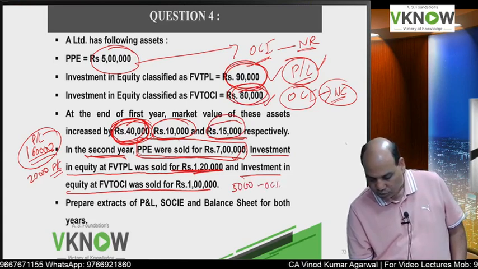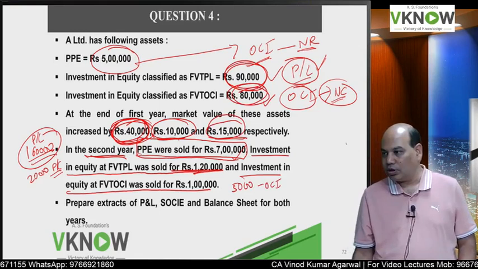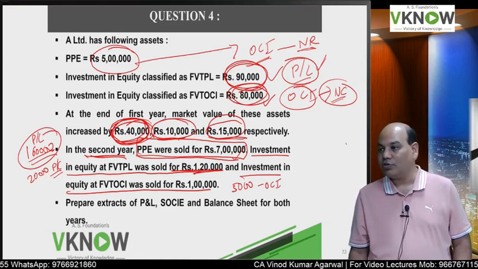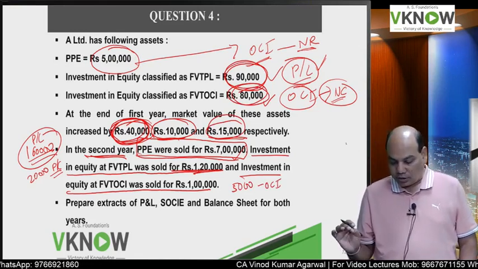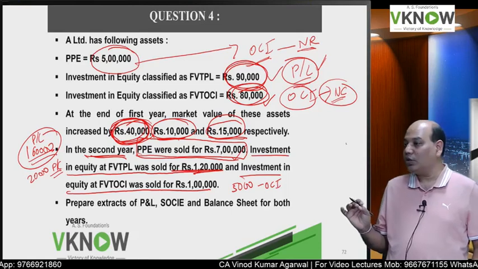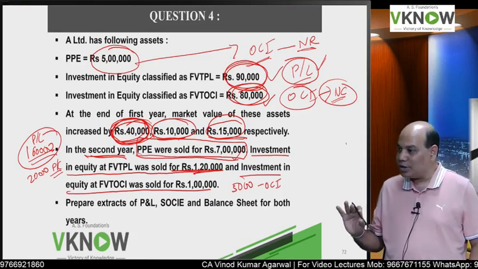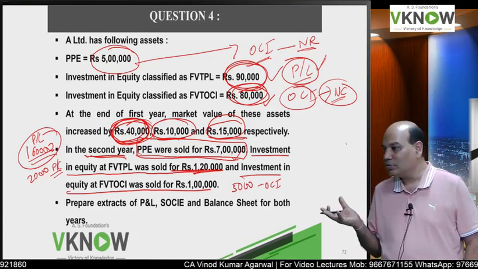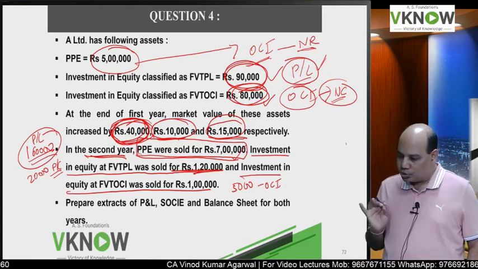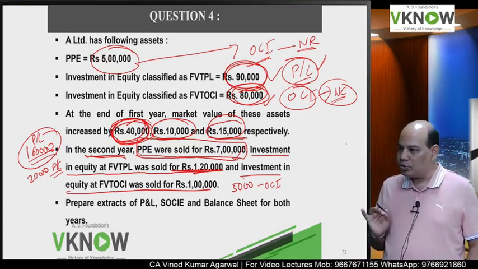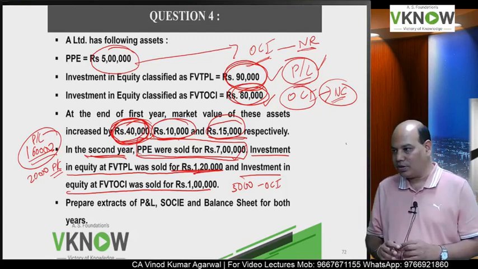This 5,000 will remain in OCI. It doesn't go to the P&L account. As per Ind AS 109, if there is any FVT OCI equity instrument, it never goes to the P&L account. So it will be shown in OCI only, because it's a strategic investment.